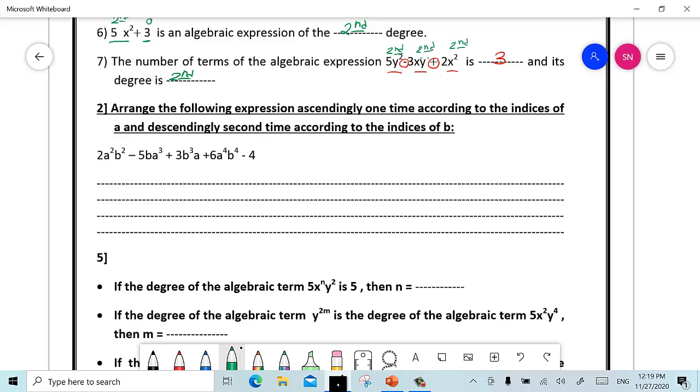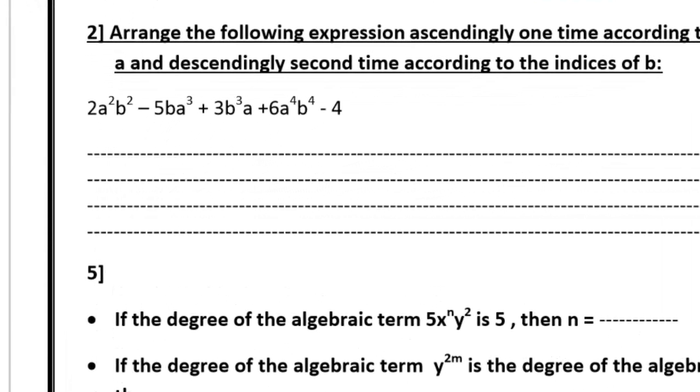Let's go now and solve question number 2 in our binders, page 13. Number 2, arrange the following expression ascendingly, one time according to the indices of A, and descendingly second time according to the indices of B. So first of all, let's go and see what is the indices for A. I have here a to the power of 2, a to the power of 3, a here is to the power of 1, a to the power of 4, and what about 4? 4 here should be having a to the power of 0. So here a is to the power of 0.